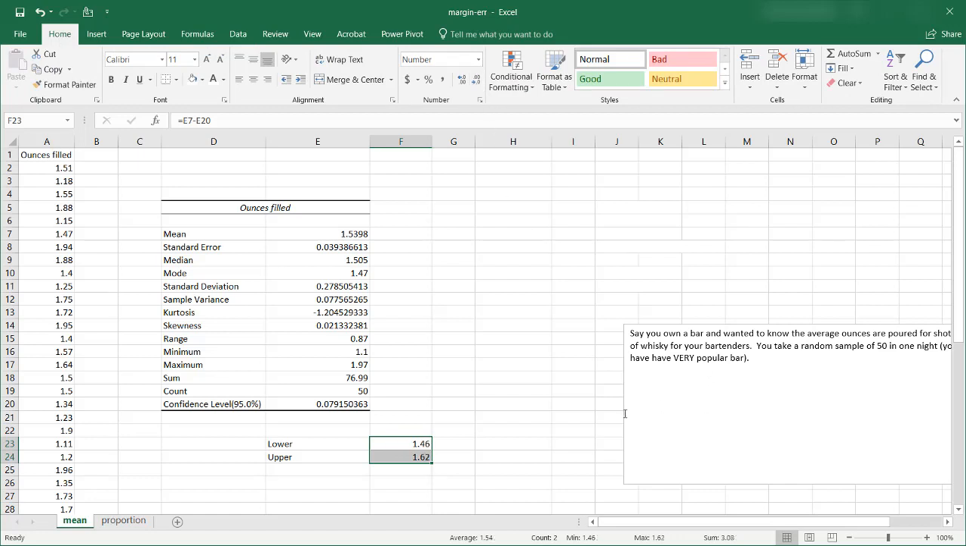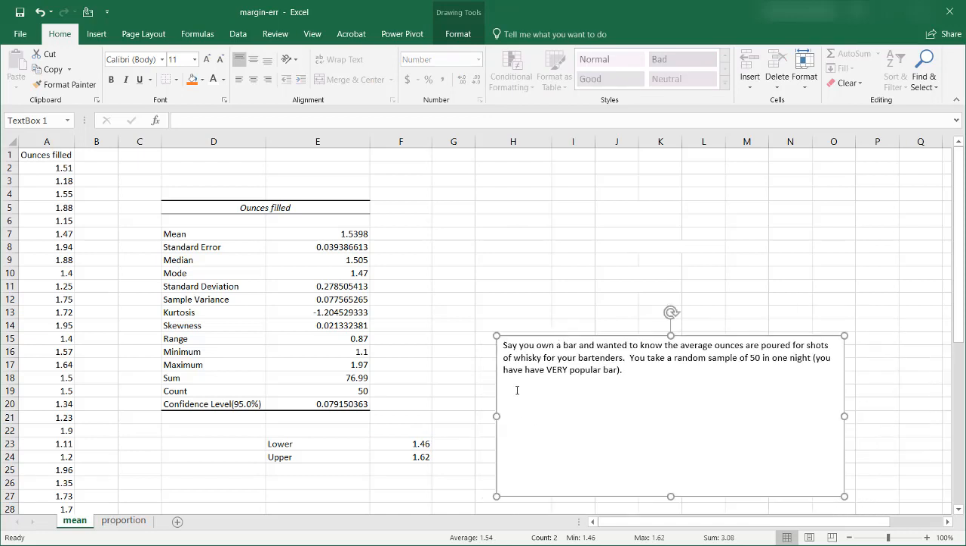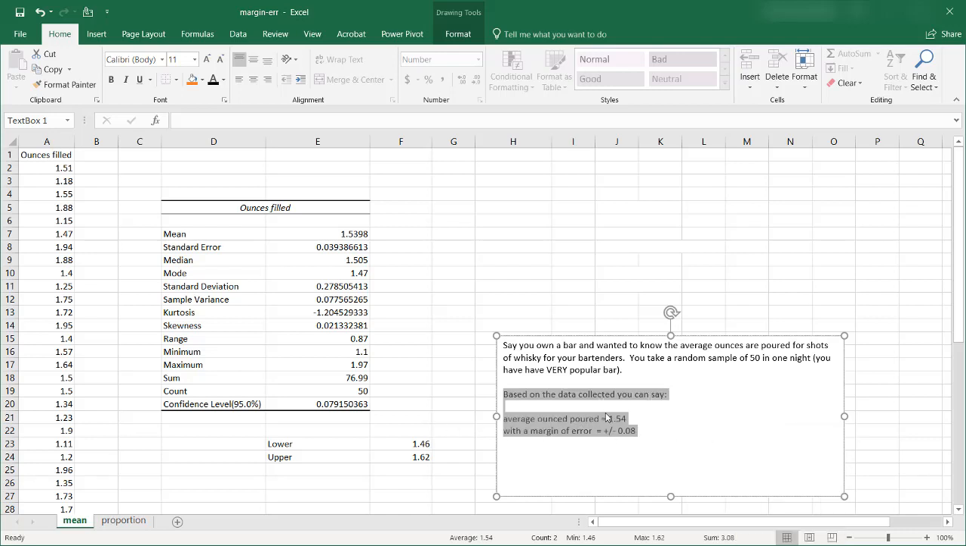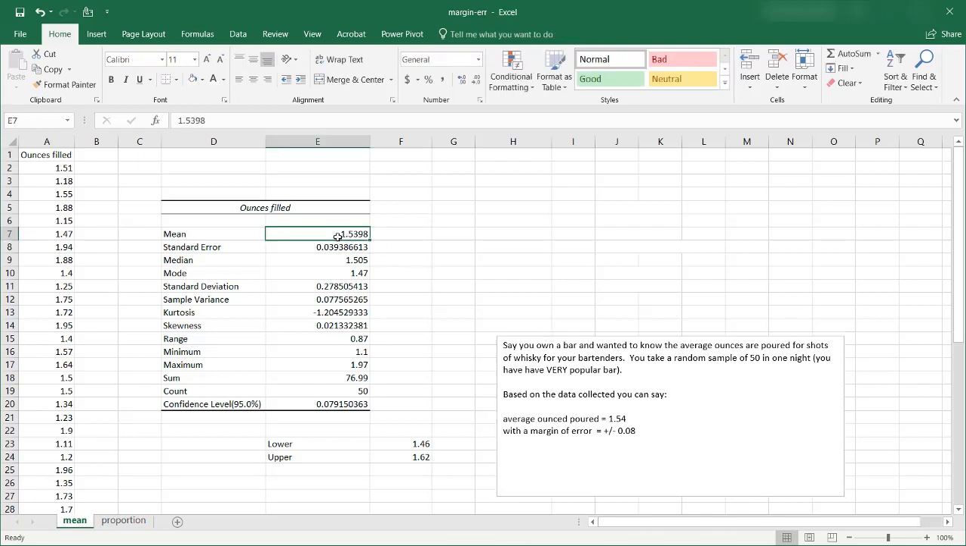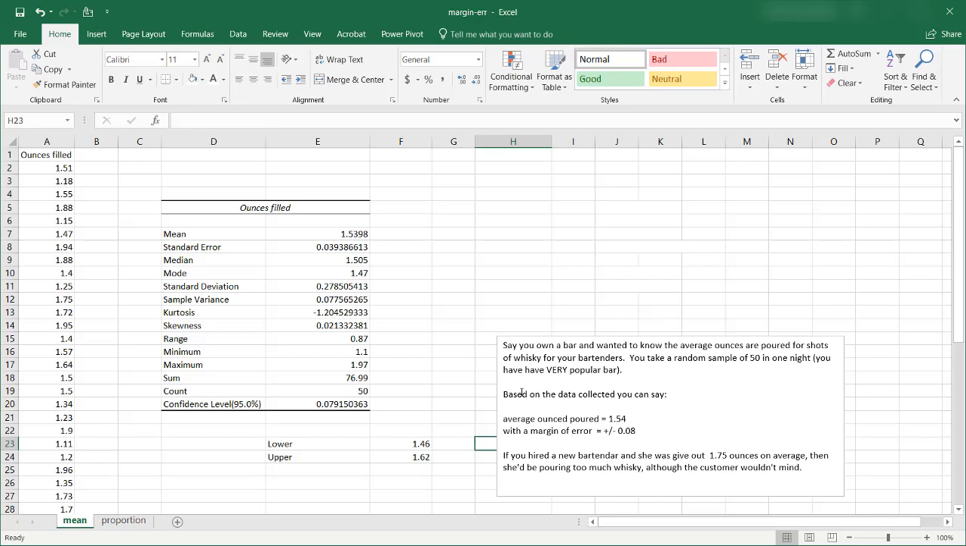So what this is saying, I'm going to move this thing over here. What this is saying is that my average ounces poured is 1.54, so that's 1.54 with a margin of error of plus or minus 0.08. That's that over there, right? So if I hired a new bartender and that person was pouring a little bit more, 1.75, then she'd be pouring too much whiskey, although the customers probably would not mind.